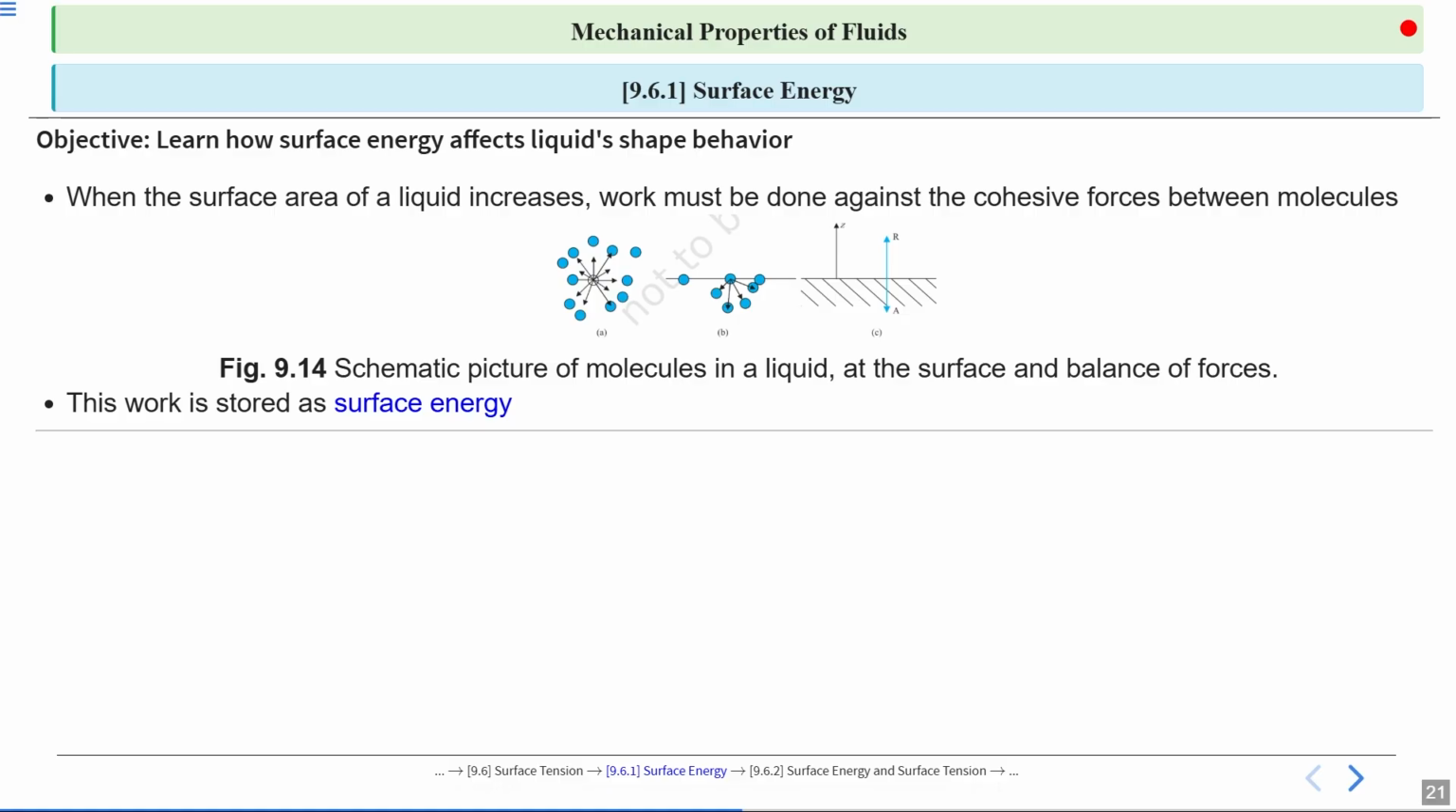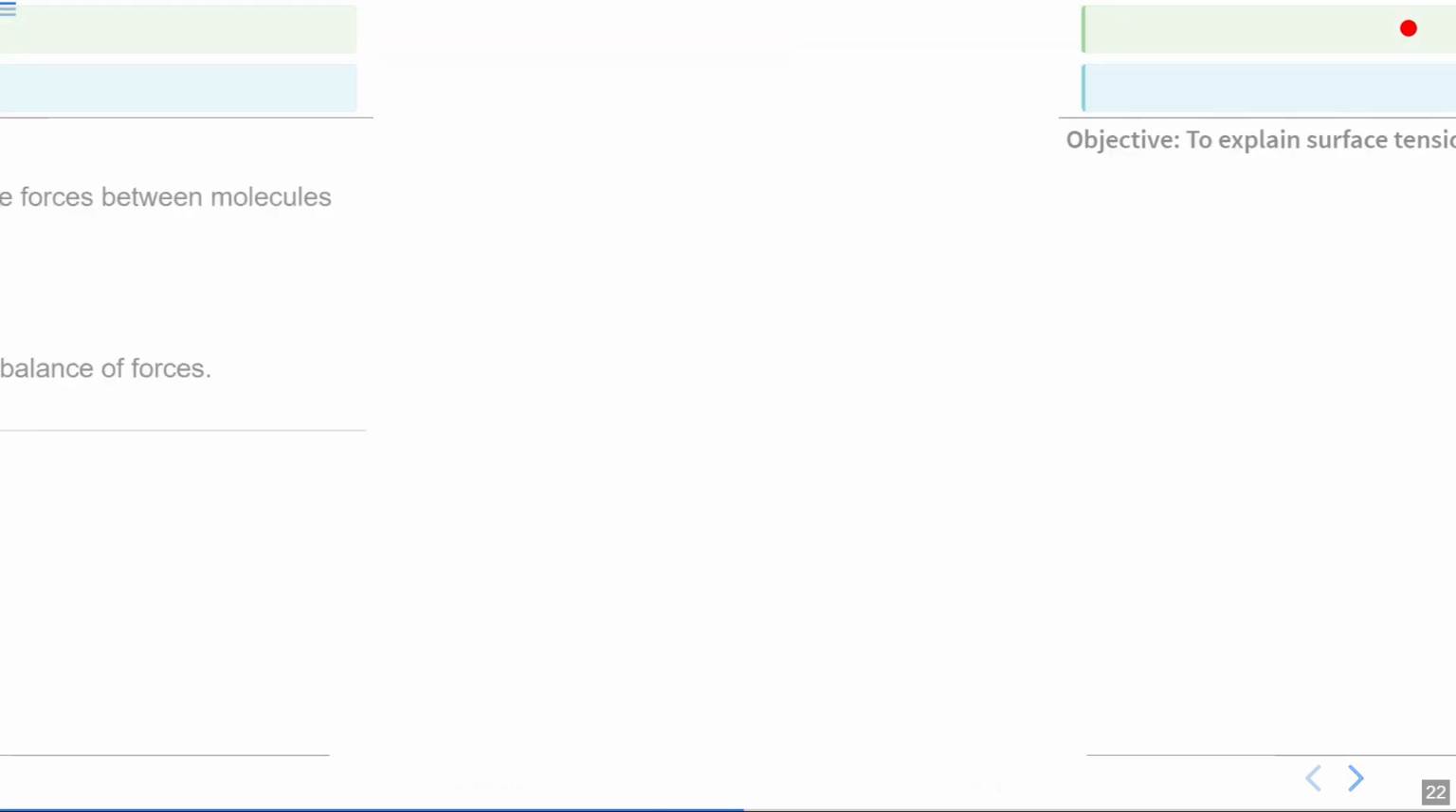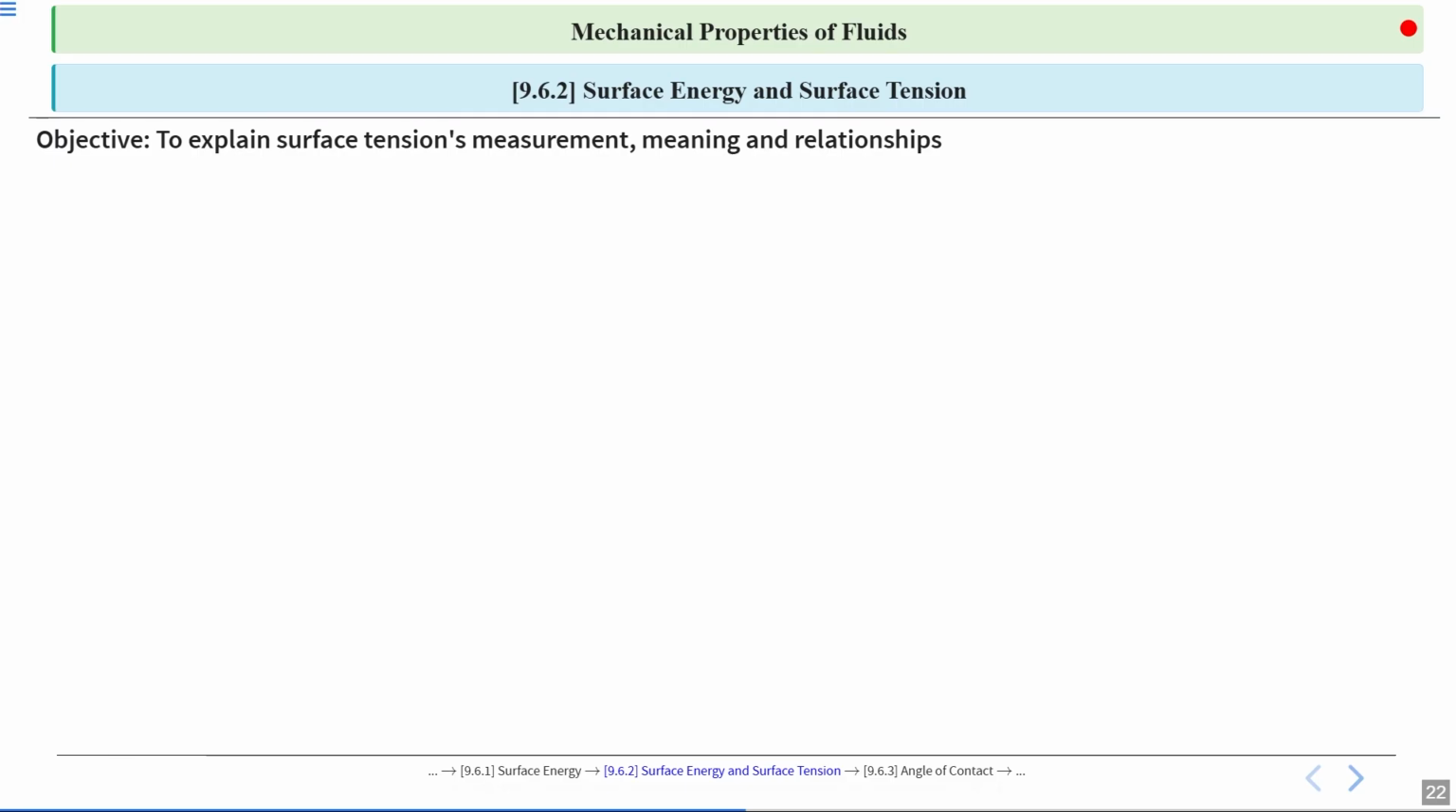The work we do to increase the surface area does not just disappear. It gets stored as surface energy. Surface energy is the extra energy that surface molecules have compared to those inside the liquid. This explains why liquids tend to minimize their surface area, forming shapes like spheres. 9.6.2, Surface energy and surface tension.